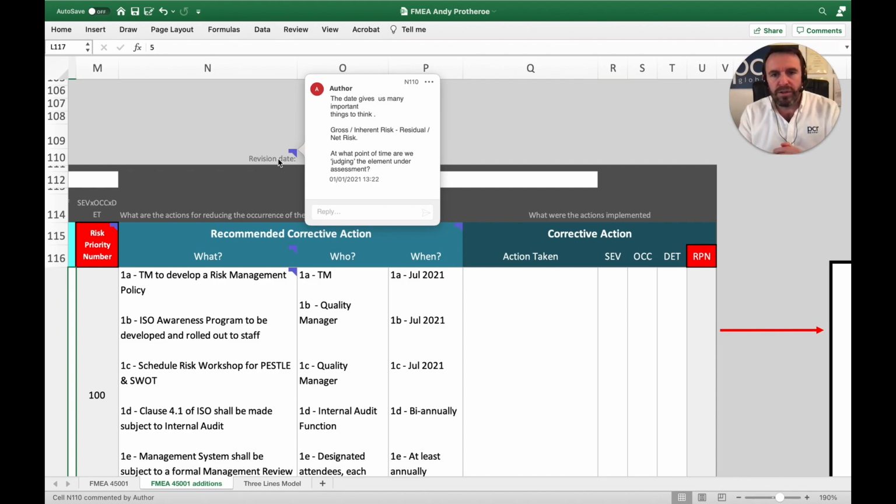Gross or inherent risk, residual and net risk. At what point in time are we judging the element under assessment? As with all risk assessments, we should be thinking, what are we looking at? Are we looking at the gross or inherent risk, that is the risk before controls? Are we then doing other columns of severity where we're looking at the residual or net risk, which is the risk left over? There are two talking points there.